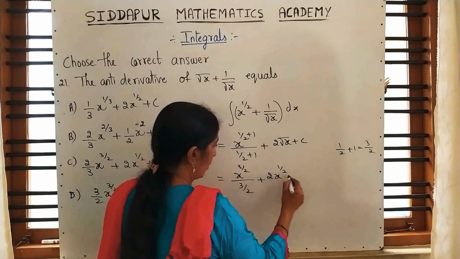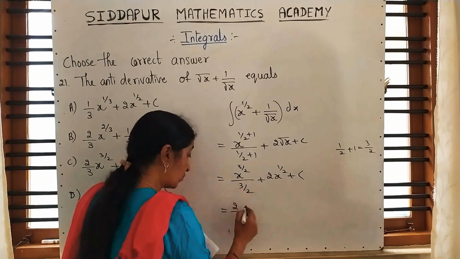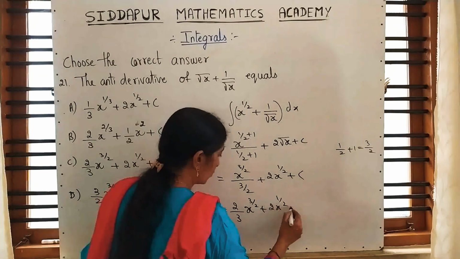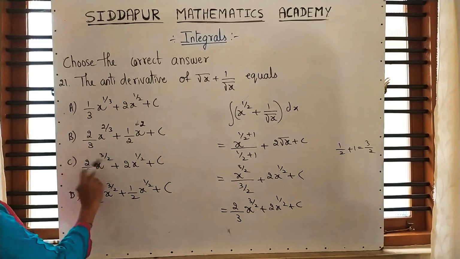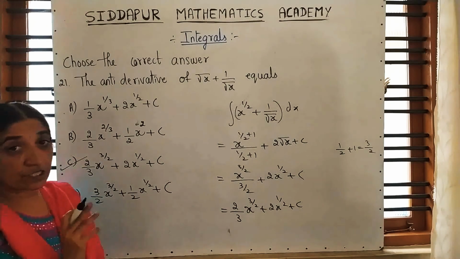This is x raised to half. 3 by 2, it goes up, 2 by 3. x raised to 3 by 2 plus 2 into x raised to half plus c. See, 2 by 3, x raised to 3 by 2 plus 2 into x raised to half. Which one is correct? The third option, C, is correct.